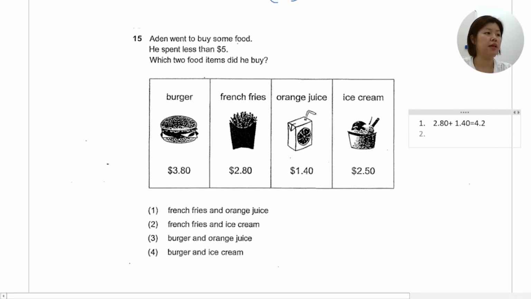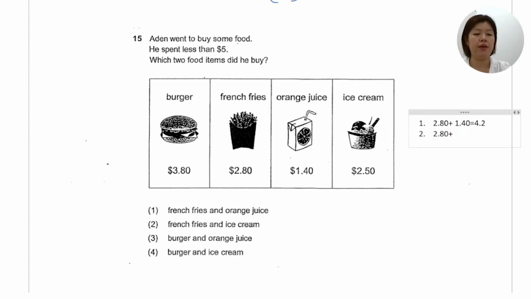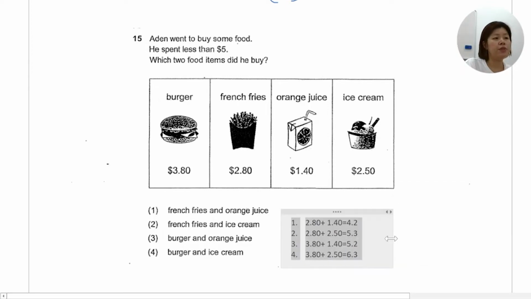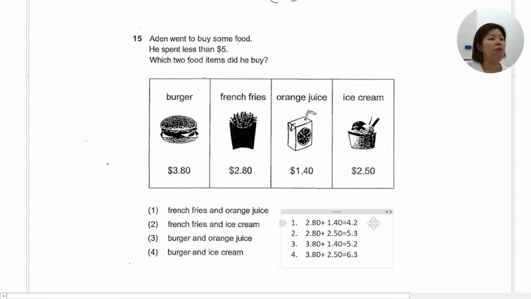It is $4.20. Second is French fries and ice cream, $2.80 plus $2.50. It's $5.30. Next one is burger, which is $3.80 plus orange juice, $1.40. It's $5.20, and the last one is burger again plus ice cream. It's $6.30. So from the options here, you can see that number 1 will be the correct answer because it's only $4.20, less than $5.